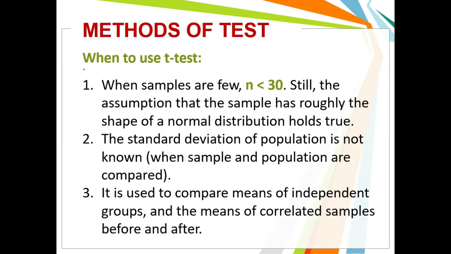Sa t-test naman, that is kung less than 30, that is the first criteria. And the standard deviation of the population is not known, and it is used to compare means of independent samples or groups and the means of correlated samples. Okay? So, means ng independent groups and means of correlated samples or before and after. So, that's the coverage ng ating second and third videos.